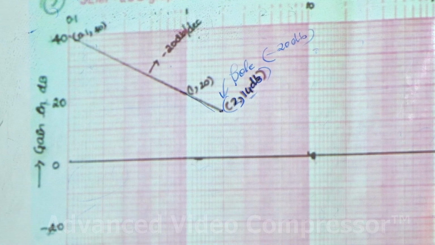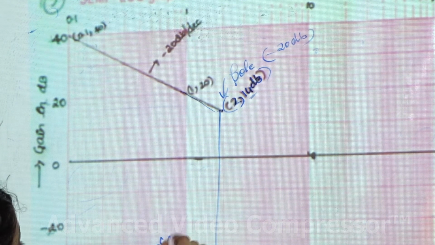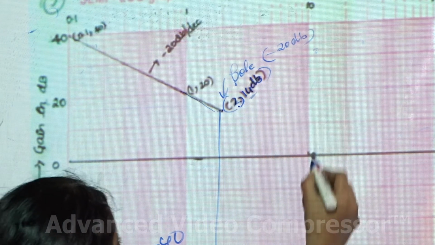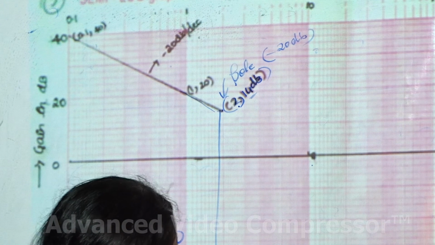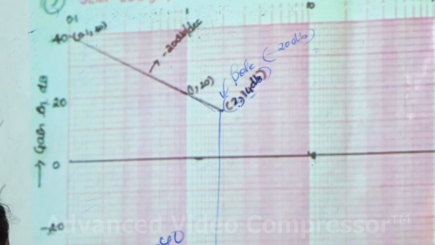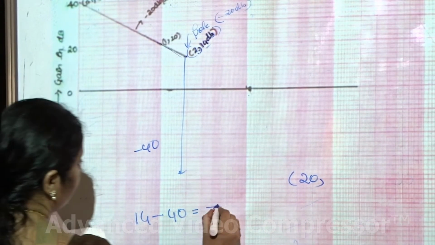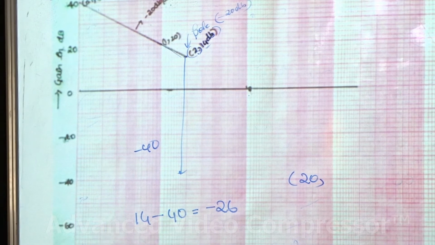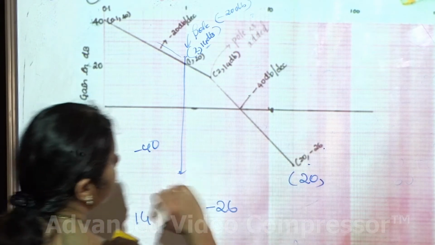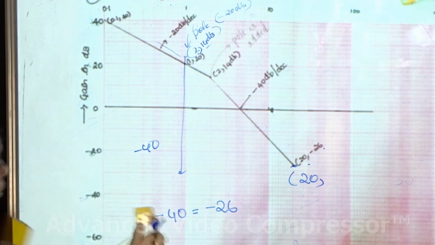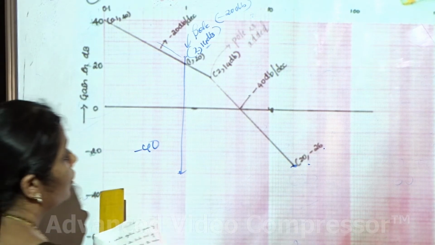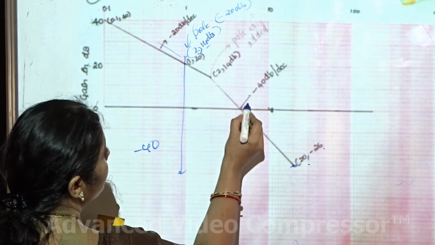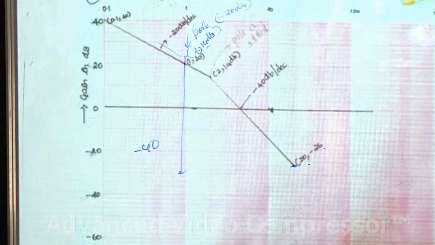This is 14. If this difference has to be minus 40, where should you stop this? What should be the coordinates on the other end, the x2 and y2 coordinates? This is at 2, 10 times, so 20. Your coordinate should be 20, 14 minus 40. What will be this value? You will have a value of minus 26. Just see, 20, minus 26 is this coordinate. Now join these 2 points. This will be a slope of minus 40 dB per decade.